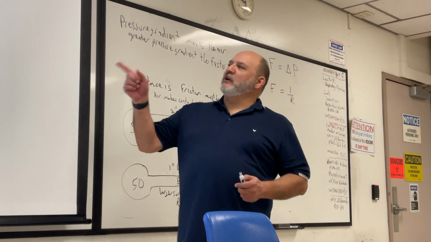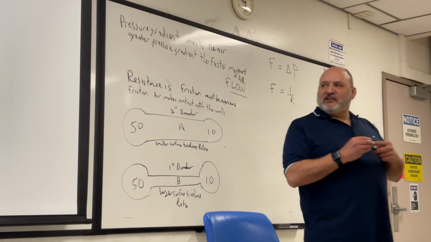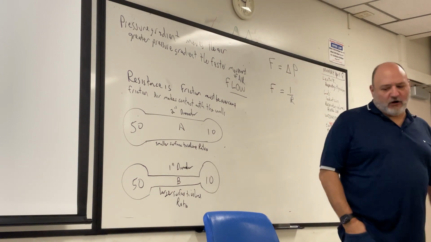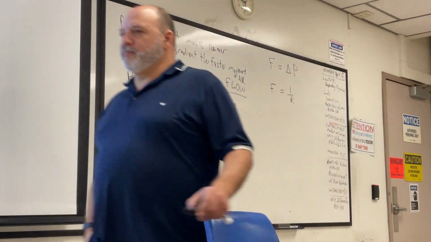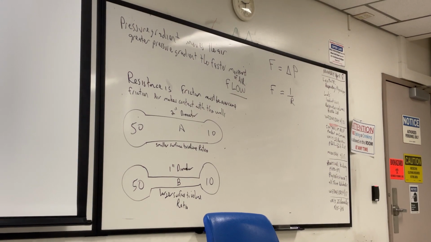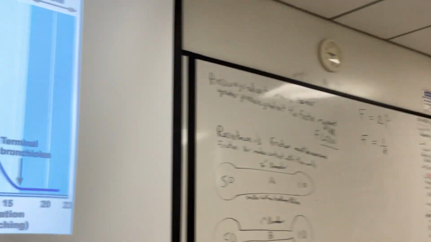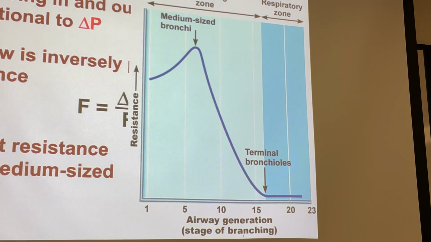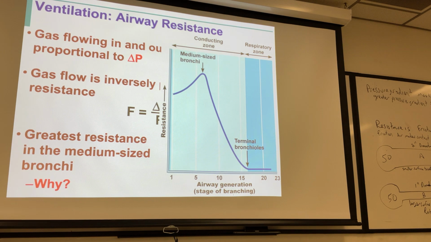So when we look at the resistance and the flow of air as it moves through, not surprisingly, when we get down to the terminal bronchioles, there's almost no resistance because they're so tiny. Wait, wouldn't that mean there's a lot of contact with the walls? Why is the pressure so low in the terminal bronchioles?